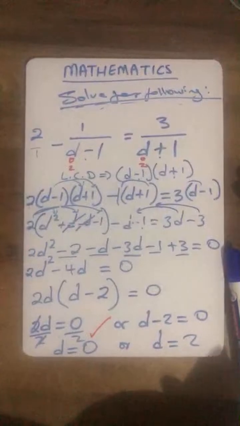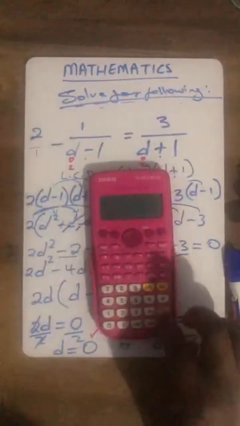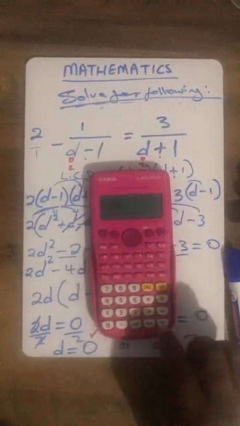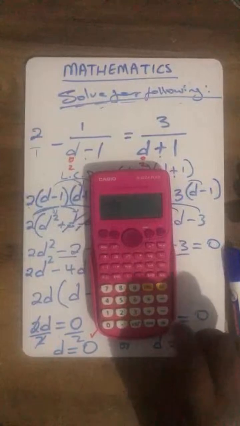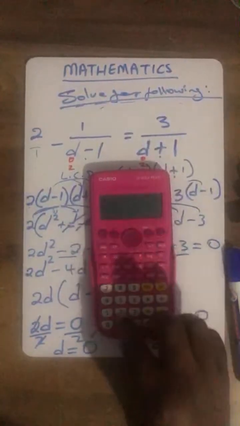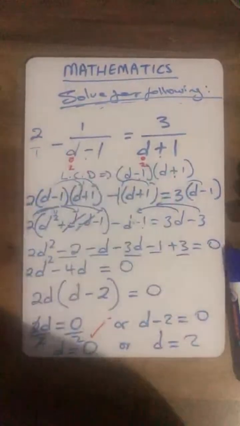Now, let's test the other one, being 2. So you'll say 2 minus the fraction 1 over 2 minus 1. It gives us 1. Let's go to the other side: the fraction 3 over 2 plus 1 gives us 1. Yes. So can you guys see?